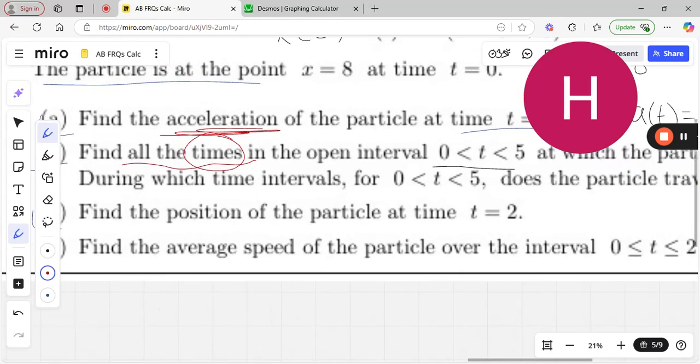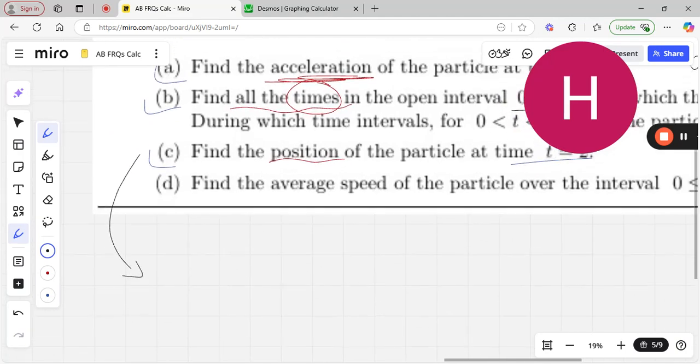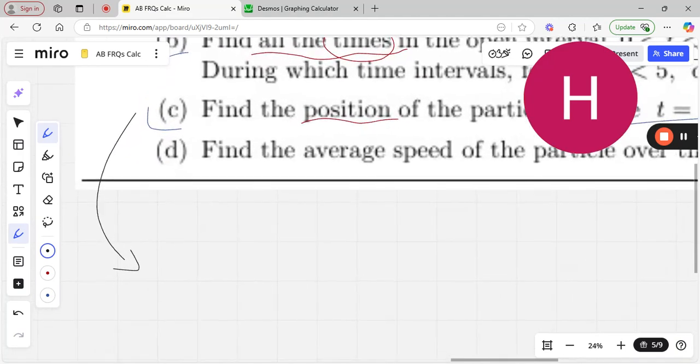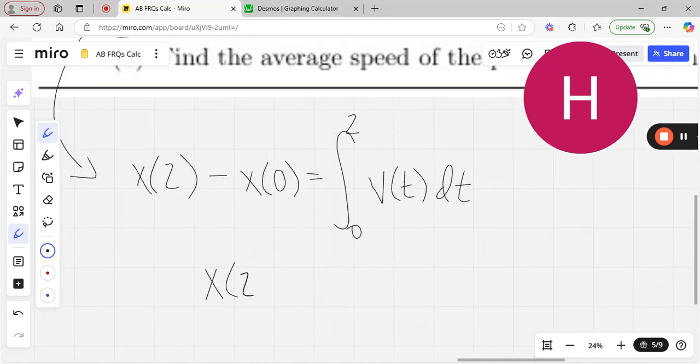Find the position at time t equals 2. Okay, so we're going to have to use a little bit of the fundamental theorem of calculus here. Keep in mind that x of 2, which is the time that we want to know about, minus x of 0, which is where it started, is going to be equal to the overall change in position, which means the integral from 0 to 2 of the derivative of position, which is velocity. And that means that the position at 2 is equal to that integral. Might as well write that in here now.